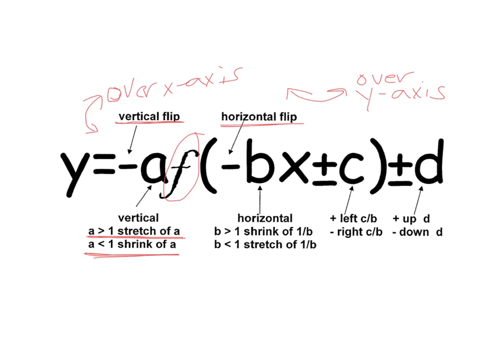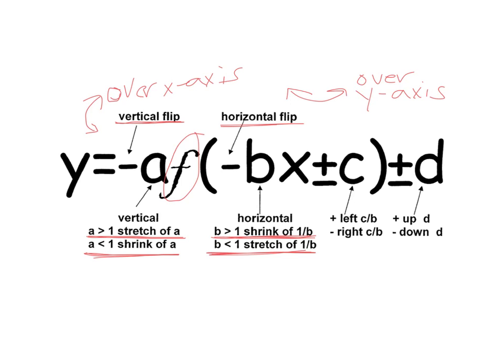A number multiplied inside the function is a horizontal stretch or shrink, but it's kind of backwards of what you would think. If b is greater than 1, it's a horizontal shrink. And it's not of b, it's of 1 over b. If b is less than 1, it's a horizontal stretch of 1 over b.